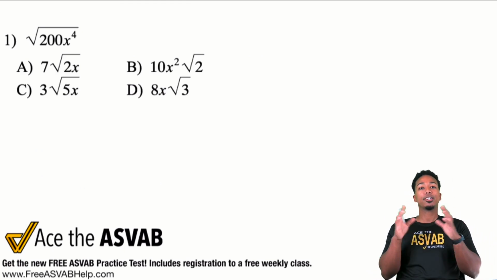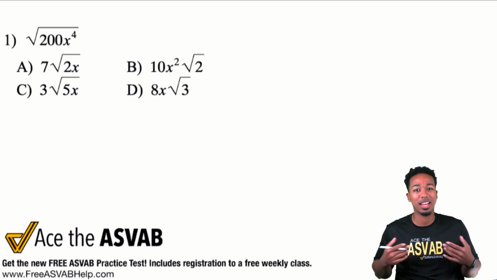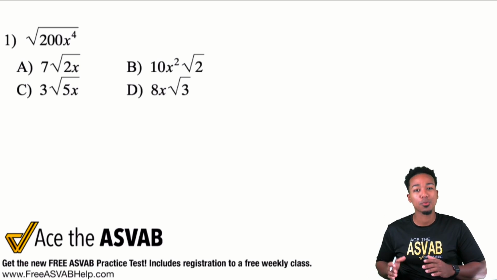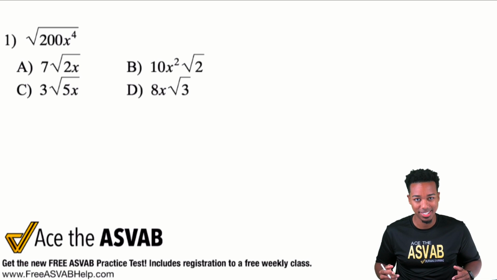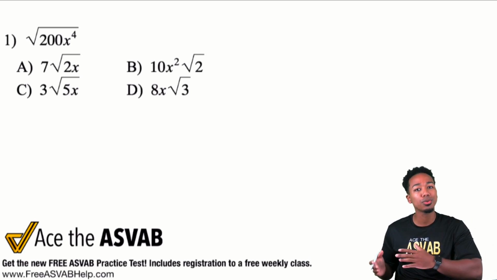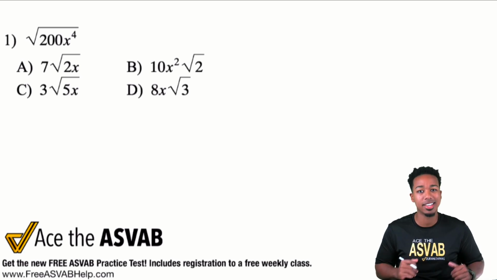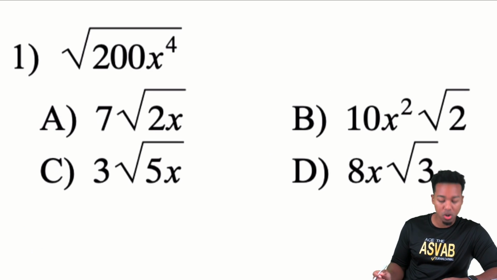So here's the thing. Remember how I said with powers of powers, you are multiplying those powers, right? When you're doing roots of powers, you are essentially dividing the exponents. So again, powers of powers, multiply the exponents. Roots of powers, divide the exponents. And so, what do we have here? We have a square root.